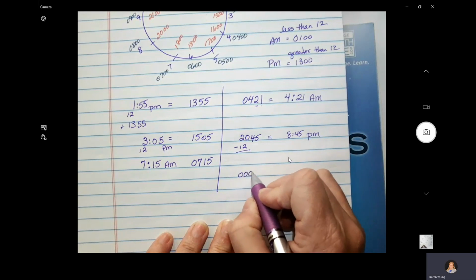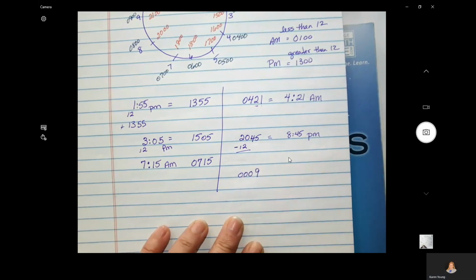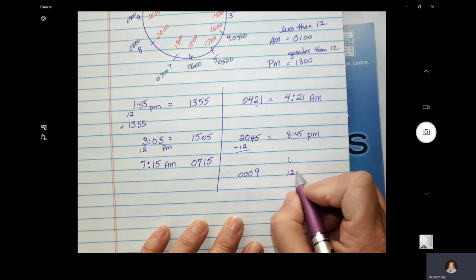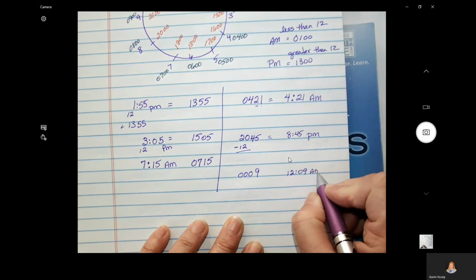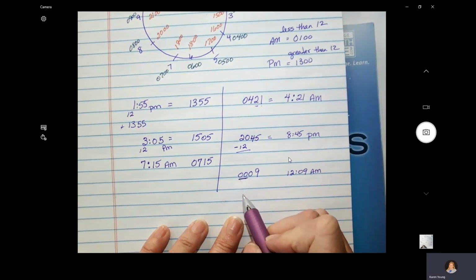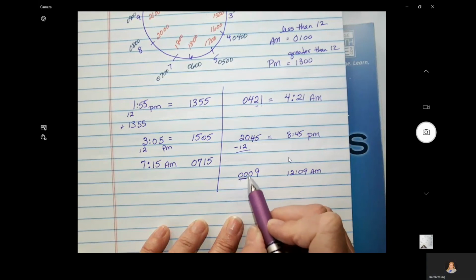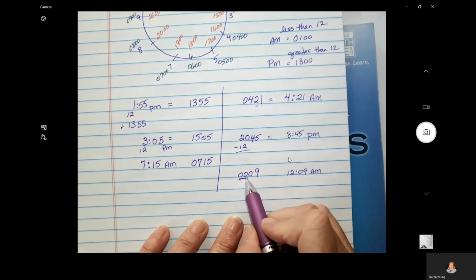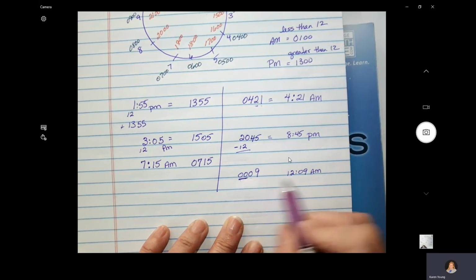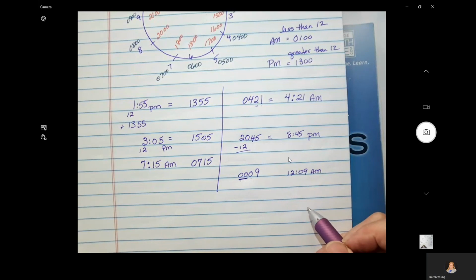What about 0009? Is that AM or PM? AM, because the zeros mean it's less than 12. We use 0 for any time between midnight and 1. So that gives me the 12, and then my minutes are 09. So it's 12:09 AM.